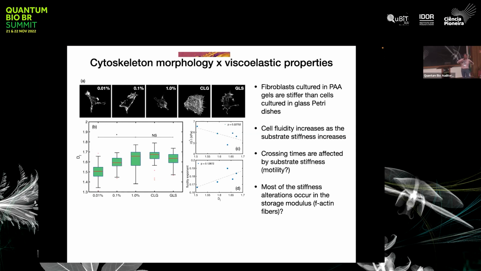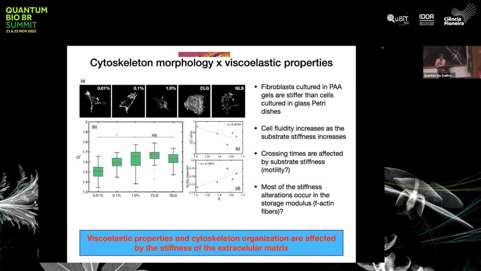I cannot explain, I'm not a biologist, what's going on, but probably the cells are feeling the soft gels and trying to indent it, trying to invade it. I don't know. That's what we are still thinking about. It's a manuscript in preparation. We don't have all the answers so far. So what we conclude from this work is that the viscoelastic properties and cytoskeleton organization are affected by the stiffness of the extracellular matrix.